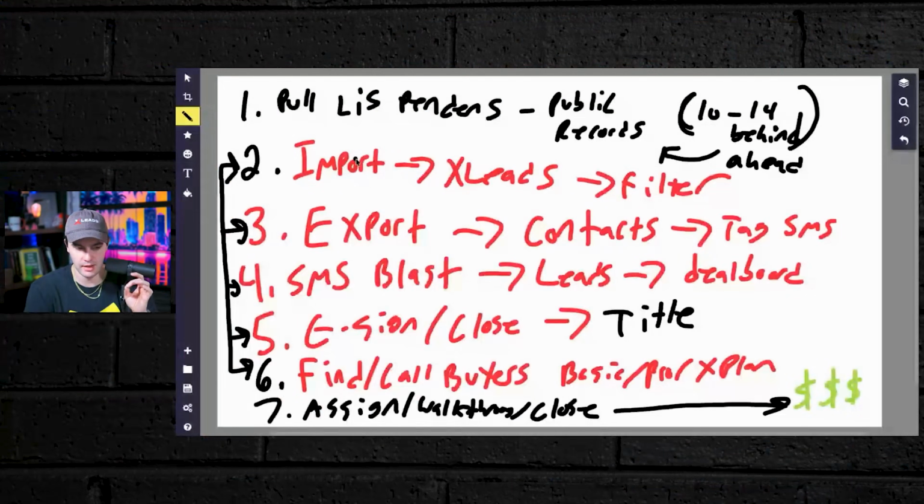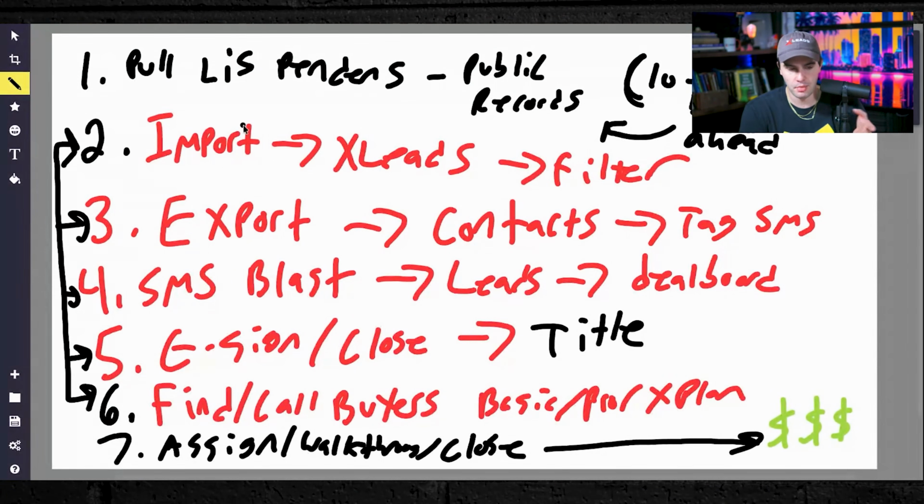So let's go through step by step what we just did. I know this sounds crazy, but holy moly, it takes 2 minutes. This is why I made XLeads, because it's so cool. We pull the list, you import it in XLeads, you filter the right data out, you put it in the contacts, you tag it SMS blaster, and automatically it's going to text blast the leads. Now it's a lead, you're going to throw it on our deal board.